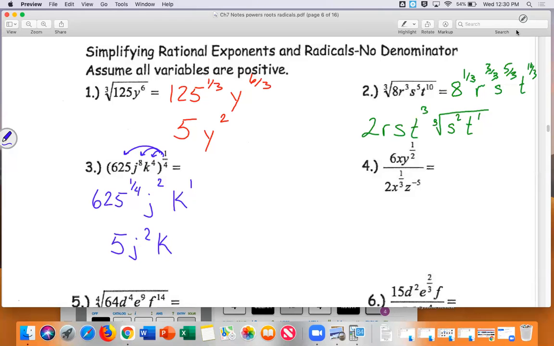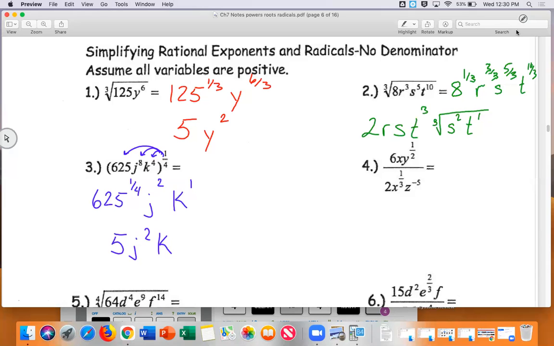Well, we would do 8 times 1/4. So we do 8 times 1, that's 8, divided by 4, 2. That's where that came from. What is 1/4 of 4? Well, that's 1. So it became 625, type that in. I got 5, j squared k. A little bit better? All right, we'll keep working on it.